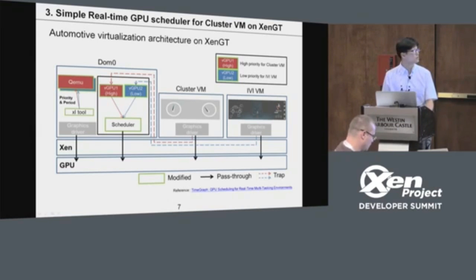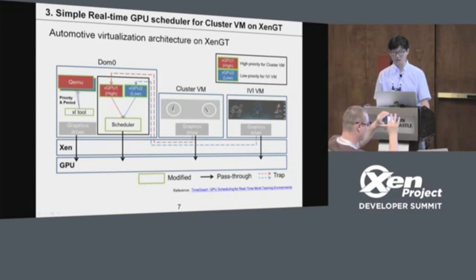Moving to the next slide, I present the automotive virtualization architecture based on XenGT. The Excel tool is modified to set vGPU priority and scheduling period time using an Excel configuration file. It creates a guest domain on QEMU with priority and period for the vGPU instance. The VGT driver creates a vGPU instance with the values. And then vGPU instances are scheduled based on priority and period.